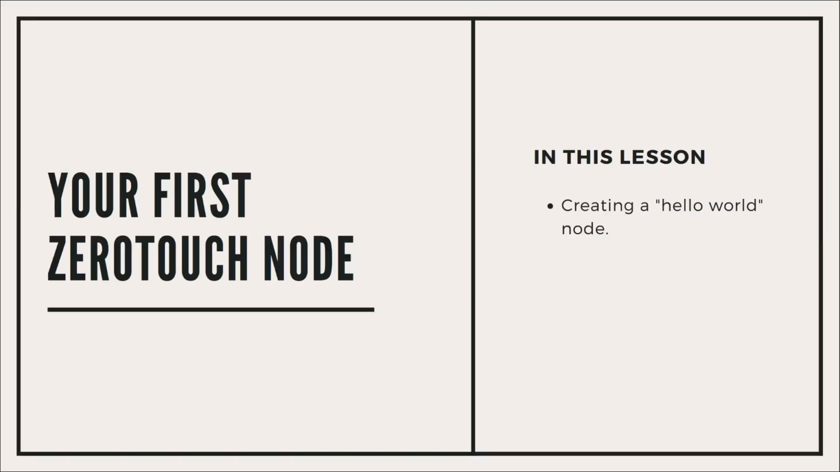In previous lessons, we've covered C# essentials and data types and a few things that are some of the nuts and bolts of getting started with C#. This in turn helps us get started with making ZeroTouch nodes for Dynamo in C#. In this lesson, we're going to go ahead and create a Hello World node. So in coding and programming, more often than not, you create a node that just says Hello World, and that's what we're going to do with ZeroTouch as well.